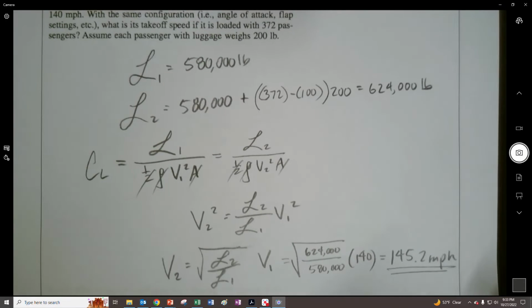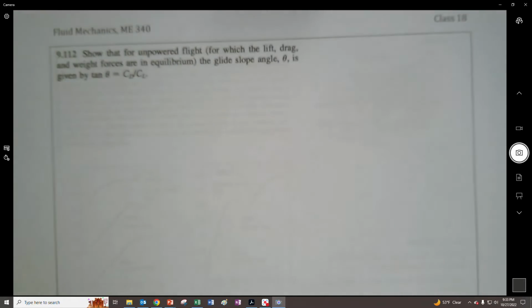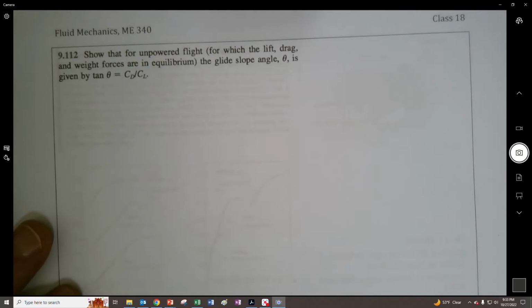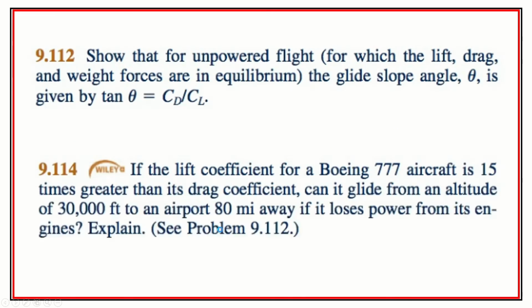This problem is maybe too short, so let's continue on with another problem here. There's actually 2 problems in one here. I've doubled up from Munson's right here. We want to show that for an unpowered flight, that means like we're going to use the airplane like a glider, for which the lift, drag, and weight forces are in equilibrium, the glide slope angle theta is given by the tangent of theta is equal to the drag coefficient over the lift coefficient.